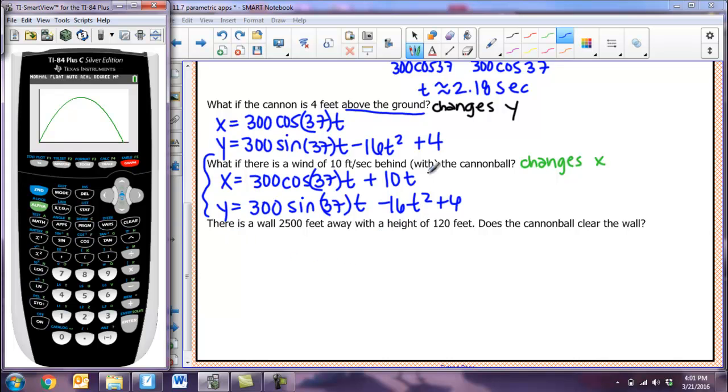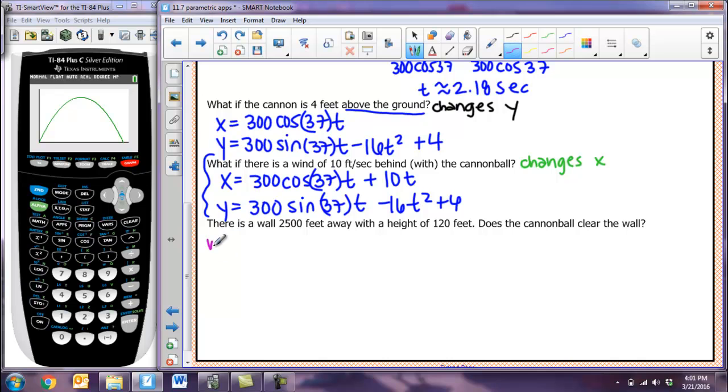Well, I can go ahead and graph a wall. I know that might seem kind of weird, but if I know that the wall is 2,500 feet away, my x is going to be 2,500. Okay, and then I know that the height is 120, and this is where it gets a little bit weird. You know that your y has got to have something to do with 120. But what's going to make this change is your Tmin and your Tmax.